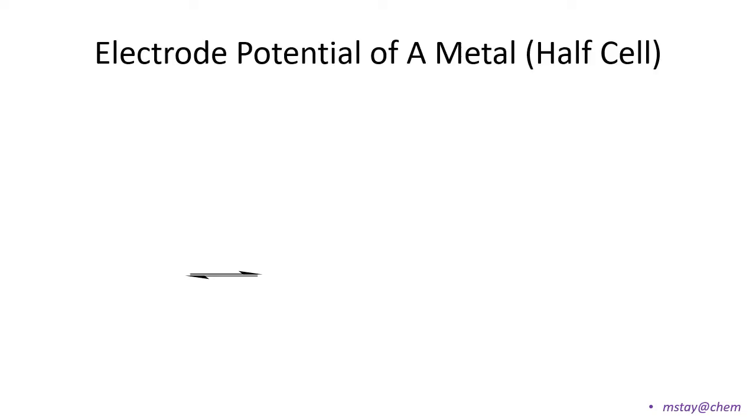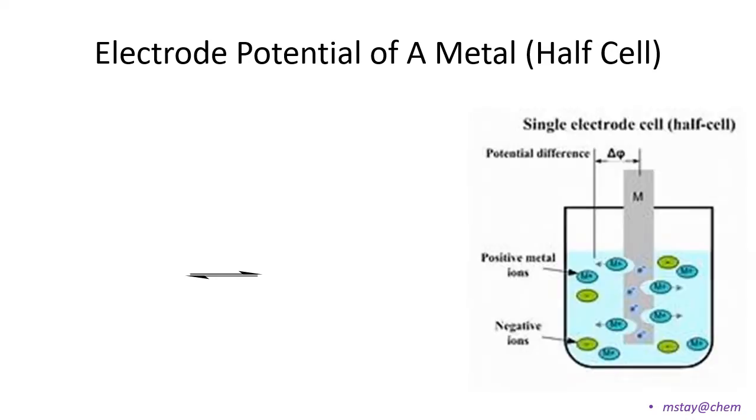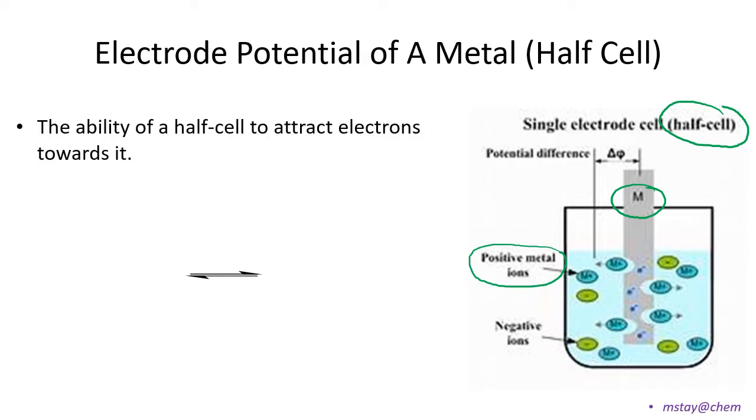Okay, basically now in this slide we are going to understand the meaning of electrode potential. When we look at this diagram, this electrode potential involves only half of the galvanic cell, where there is a metal electrode immersed into an aqueous solution that contains the metal ions. So what is the meaning of electrode potential?